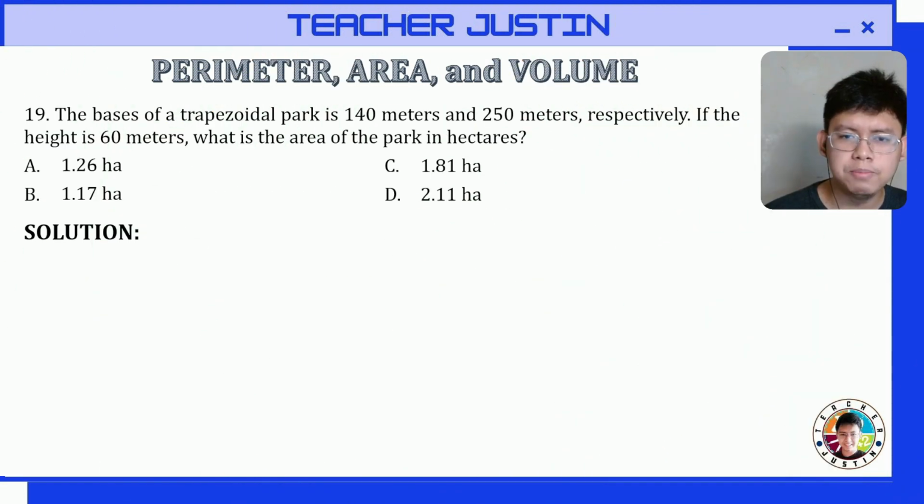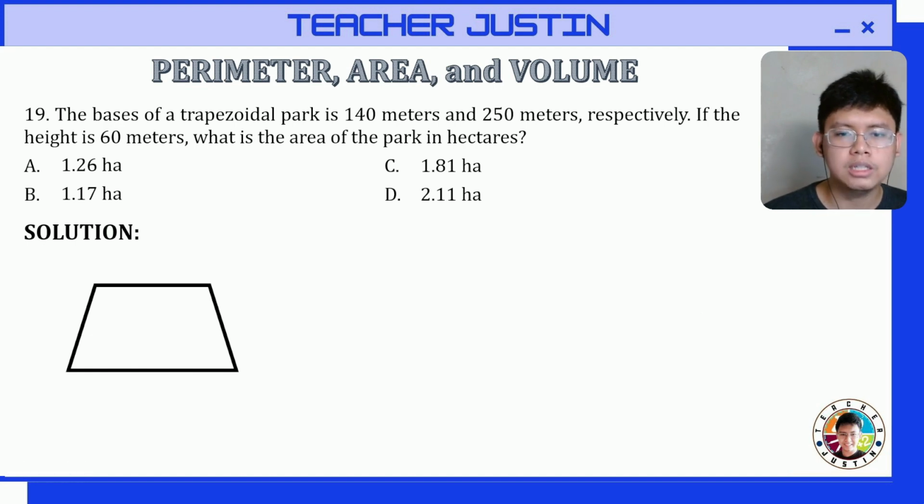The bases of a trapezoidal park is 140 meters and 250 meters respectively. If the height is 60 meters, what is the area of the park in hectares? Okay. So, para ma-solve natin tong problem na to, meron tayong trapezoidal park. So, let's draw the trapezoidal park. Meron daw siyang base na 140 meters at 250 meters respectively. So, yung taas, gawin natin siyang 140. Yung baba na base natin will be 250 meters. Now, according to the problem, yung height ng ating trapezoidal park is 60 meters.